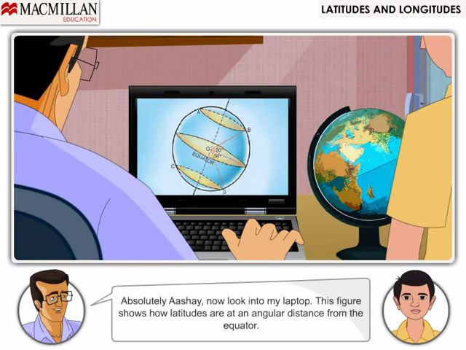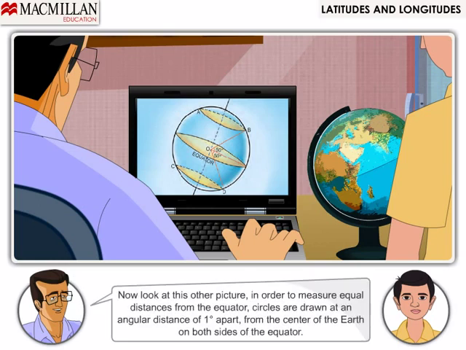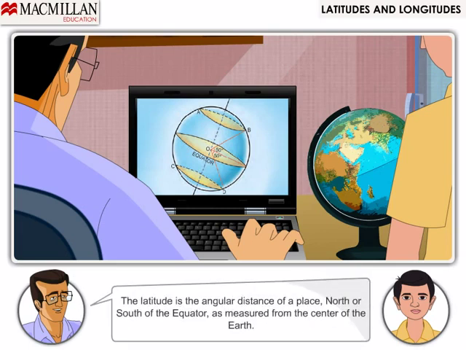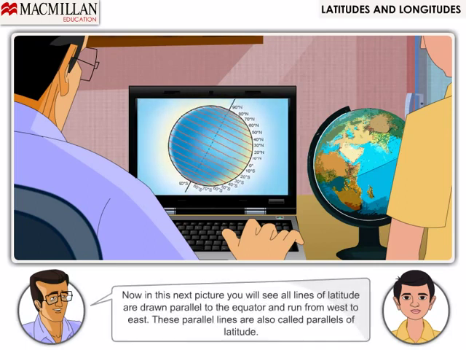Now look into my laptop. This figure shows how latitudes are at an angular distance from the equator. Now look at this other picture. In order to measure equal distances from the equator, circles are drawn at an angular distance of 1 degree apart from the center of the Earth on both sides of the equator. The latitude is the angular distance of a place, north or south of the equator, as measured from the center of the Earth. Now in this next picture, you will see all lines of latitude are drawn parallel to the equator and run from west to east. These parallel lines are also called parallels of latitude.